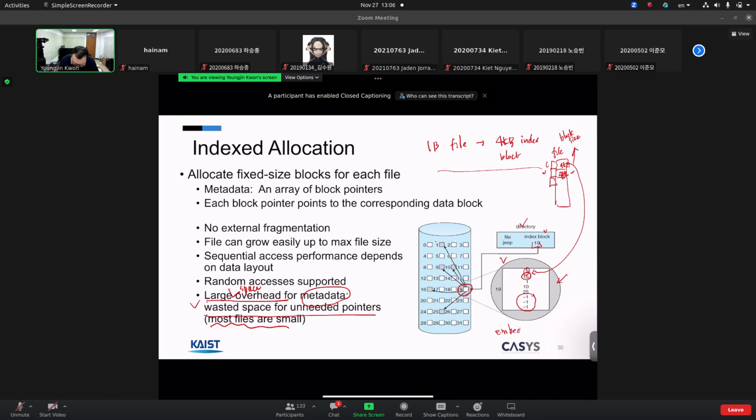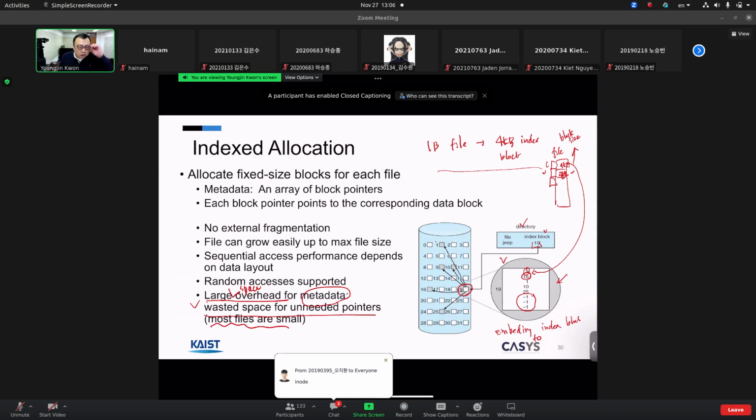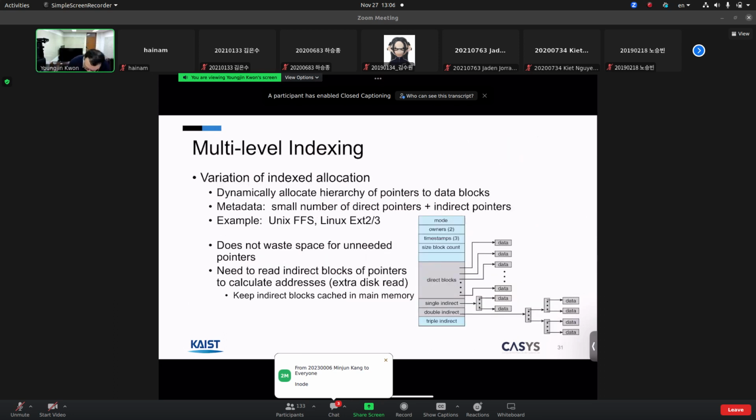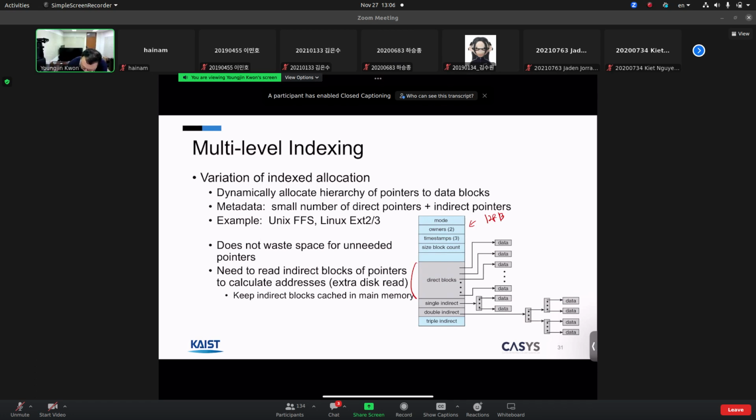Embedding the index block, to where? Okay, I know. Here, this is a 128 byte inode.